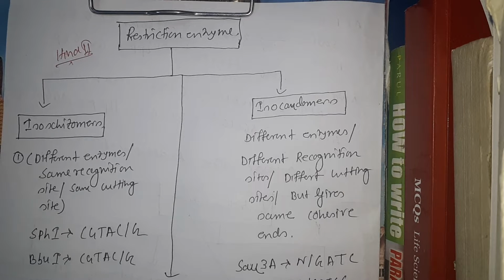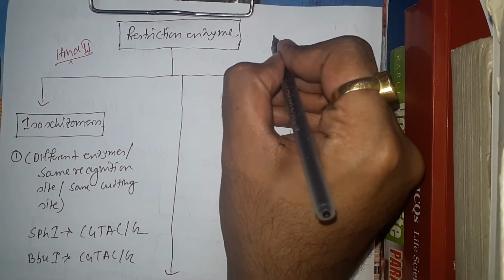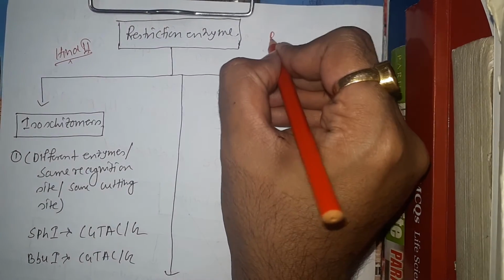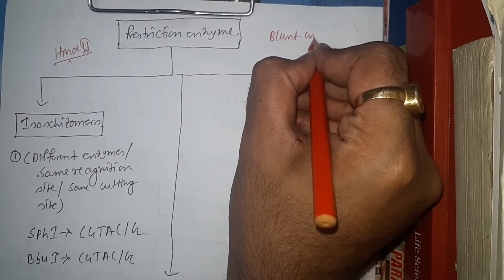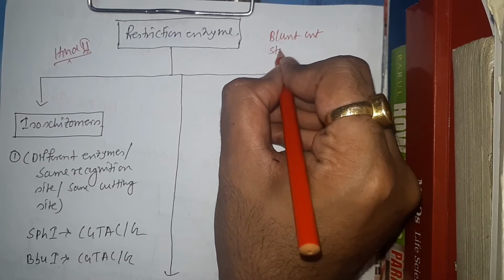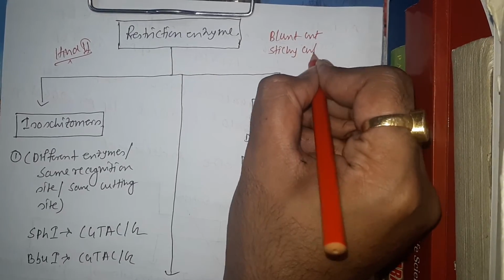Restriction sites are simply palindromic sequences of 4 to 8 base pairs long that our restriction endonuclease will recognize, and they will cut this restriction site into restriction fragments, right? And this restriction cut can be of two types. One is blunt cut, and another one is sticky cut, or you can say overhang cut.